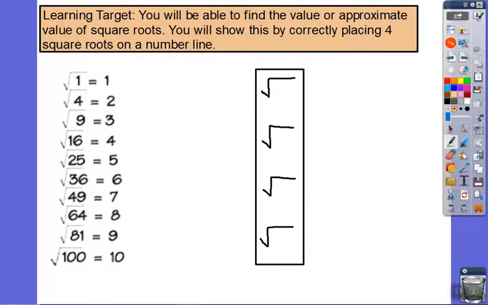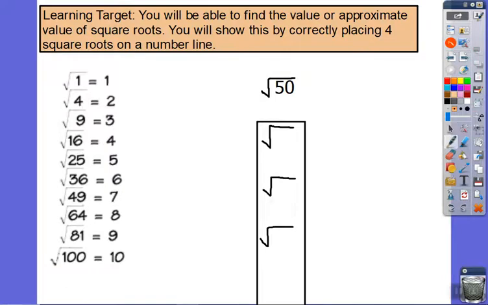I'm going to leave these perfect squares over here on the left side for our reference, but let's take a look at square root of 50. So what I'm going to do is I'm going to write the closest ones on either side. So the closest ones on either side would be 49 and 64. Then underneath them, I'm going to put what they are. So what gives us 49? It is 7 times 7. What gives us 64 is 8 times 8. So to answer the first question, it is somewhere between 7 and 8.